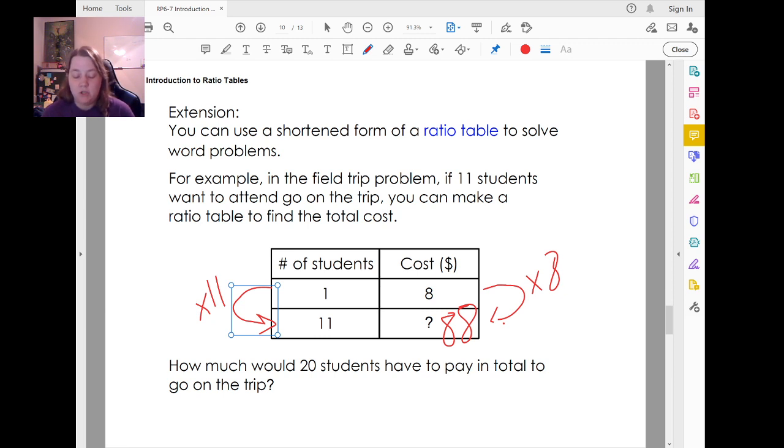How much would 20 students have to pay? Go ahead, pause the video, figure that out. We'll talk about it when you come back.